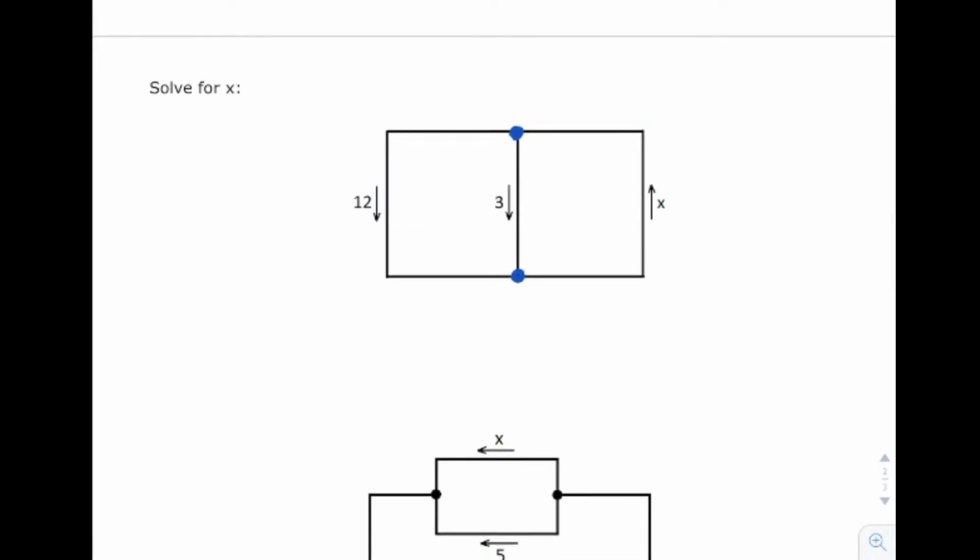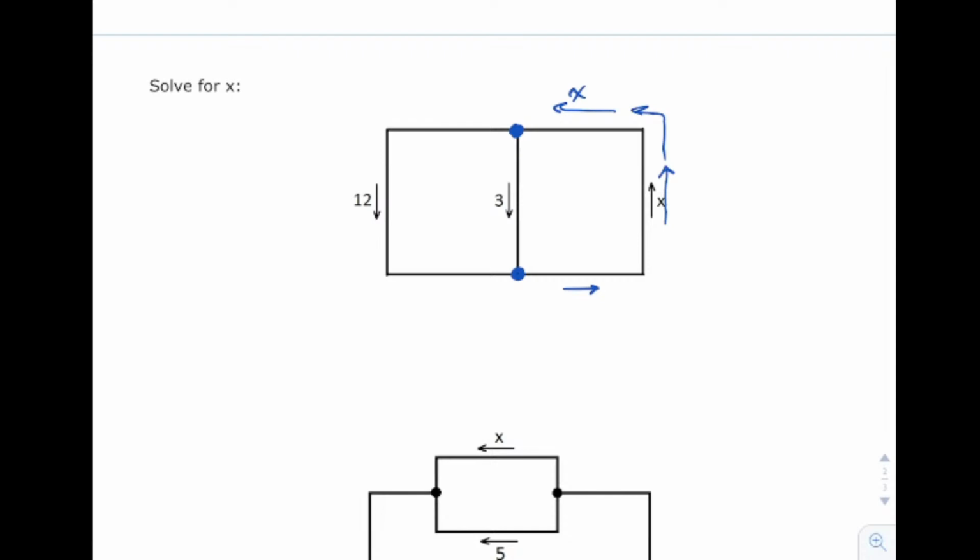So the thing to keep in mind here is that this X that we've got here flowing, it's the same X flowing here, flowing here. It's all the same X. It's even the X over here. This is X coming around the corner. It's all X. It's X for this entire branch. That is a branch. Branches are separated by junctions.